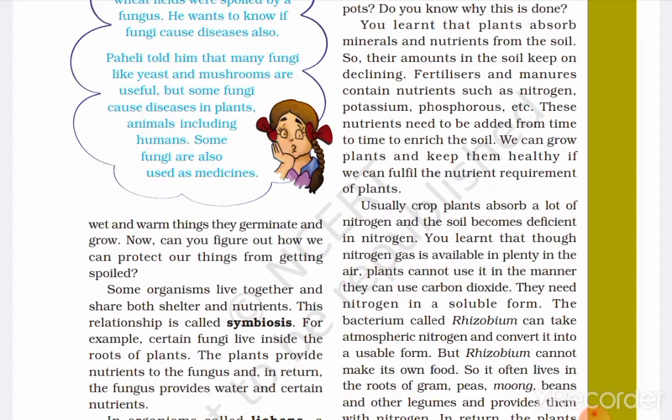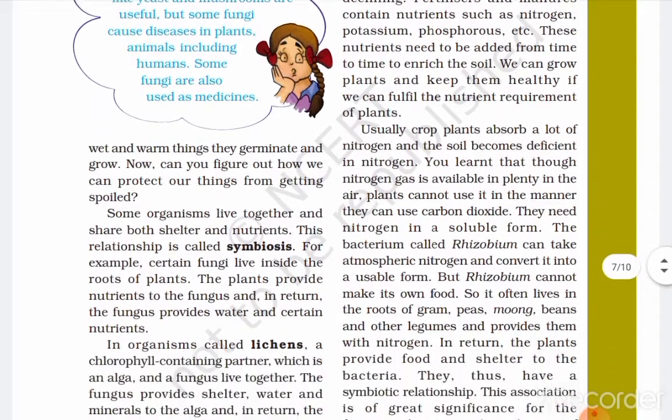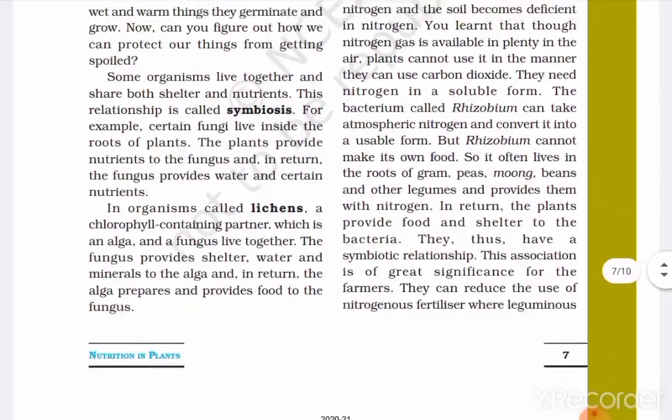Okay, some organisms live together and share both shelter and nutrients. This relationship is called symbiosis. For example, certain fungi live inside the roots of plants. The plant provides nutrients to the fungi, and in return the fungi provide water and certain nutrients to it.